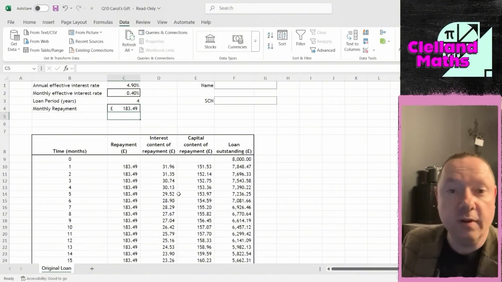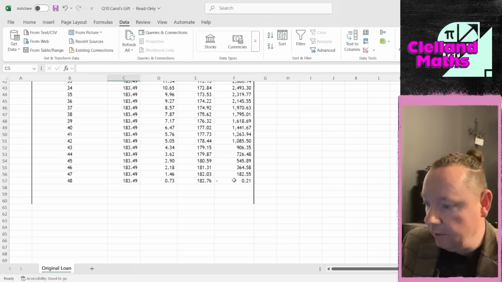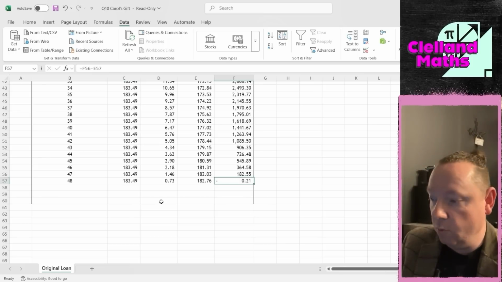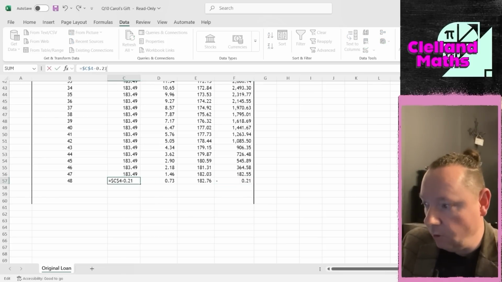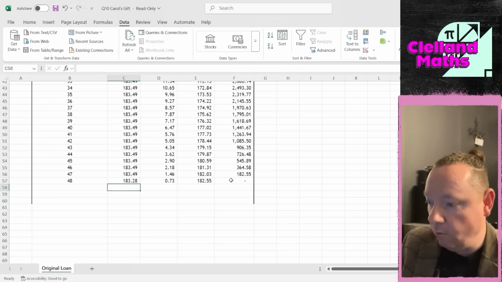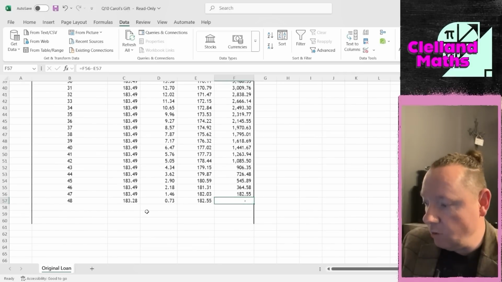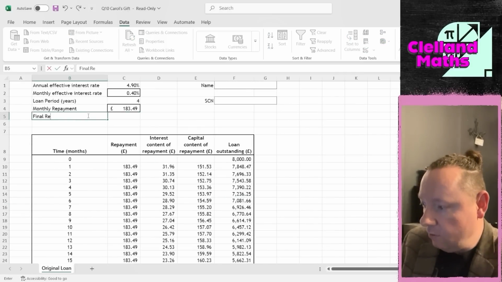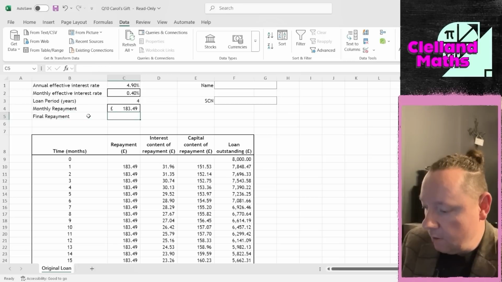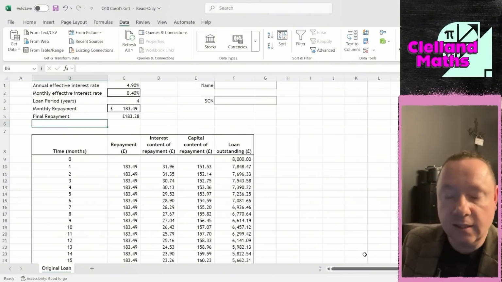And then I need to adjust my final repayment manually. So going down the bottom, you can see here that it says minus 0.21. So I need to take this and go minus 0.21. And then I'll go 0 or dash. And that's me done there. So the final repayment is 183.28. I'll just write that in there. Final repayment, £183.28.